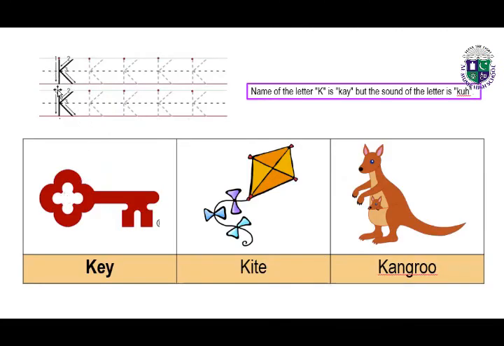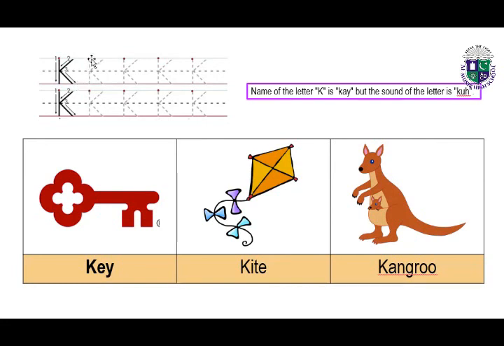Draw a straight standing line in upper 3 lines. Then draw a slanting line from right side to left side from the first line to the middle line. Then draw another slanting line from the middle line to the third line from the left to right side. So this is the way to write letter K.